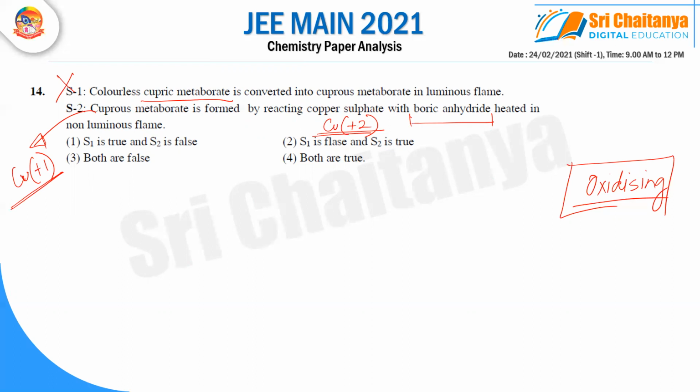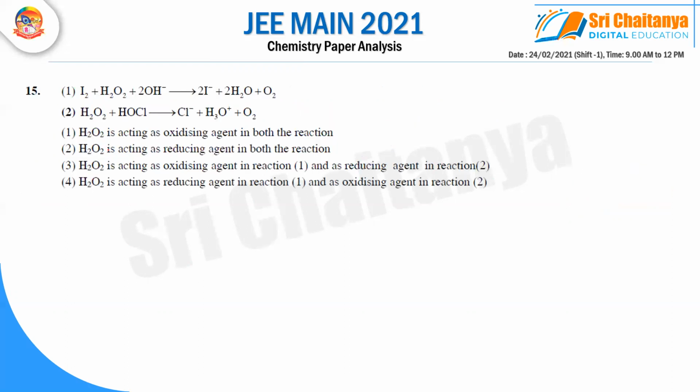Now, do you know about boric anhydride? Yes, it is B2O3 and it is not a reducing agent. So it is not going to reduce this particular +2 into +1. So statement 2 is also incorrect. That means my answer is number 3.